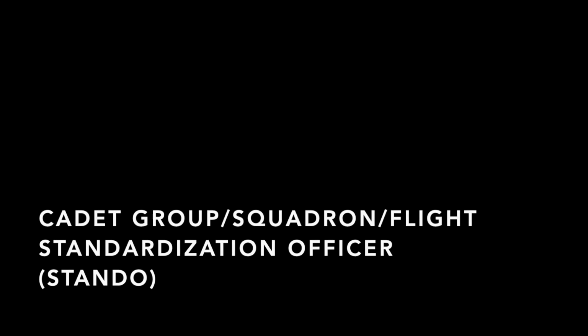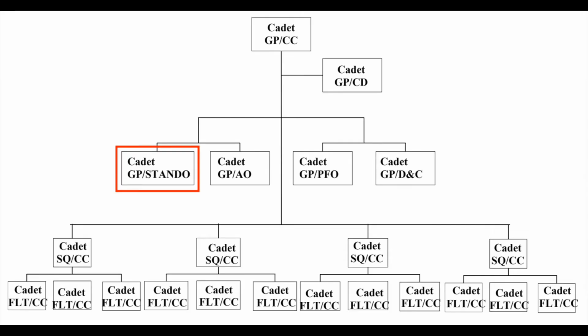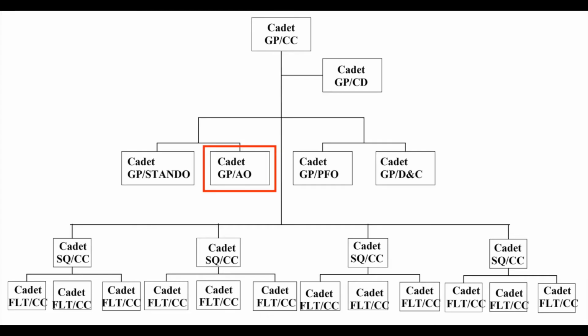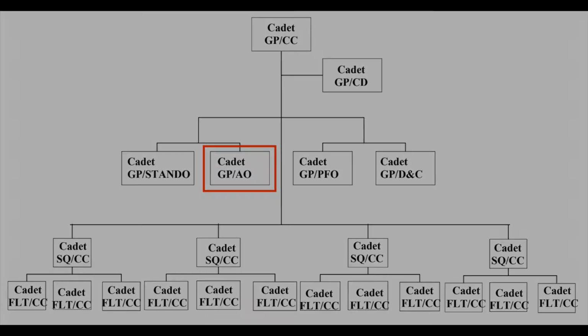Cadet group, squadron, and flight standardization officers are responsible for standardizing their respective unit. They conduct spot checks on flights. They ensure their flight is standardized and report discrepancies to their deputy. Cadet group, squadron, and flight academic officers are responsible for receiving feedback for the flight and ensuring cadets within their unit know the lessons and academics required of them. They also ensure cadets are caught up if they should miss curriculum.